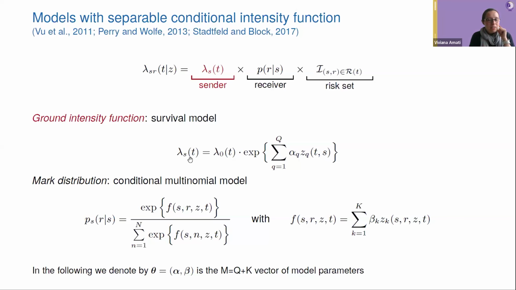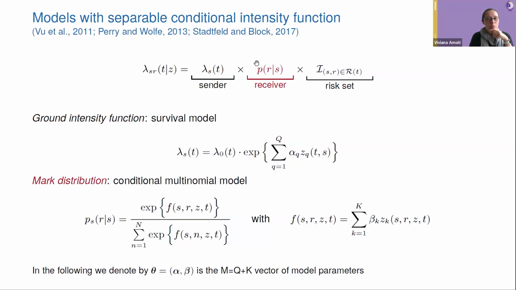Usually we model this ground intensity function drawing on the literature on survival models, and we can, for instance, use a Cox regression model, where we have lambda 0(t), which is the baseline rate, the rate at which actors initiate events. And then we have a second part in the model that contains our explanatory variables, which explain why actors have different tendencies to initiate an event.